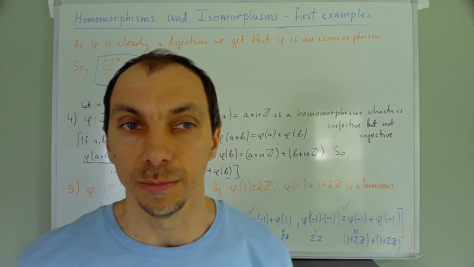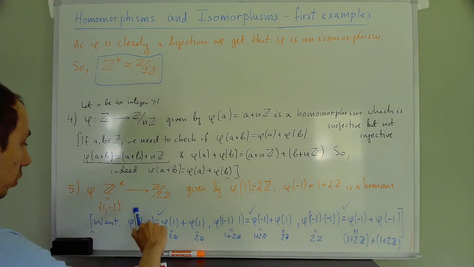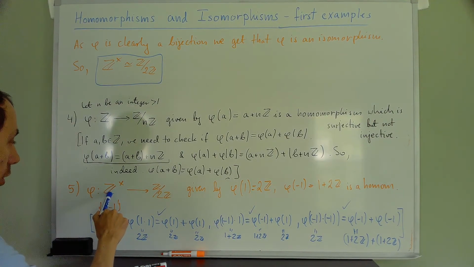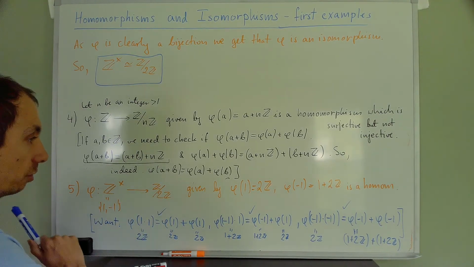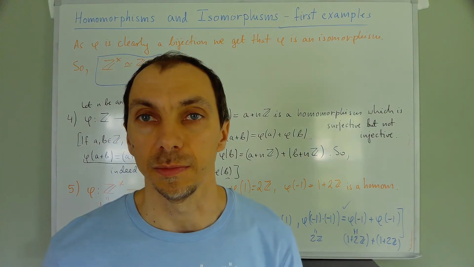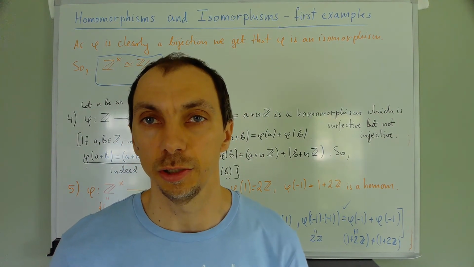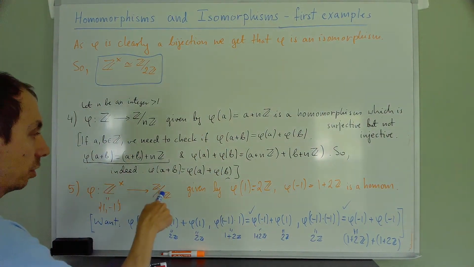So let's do a few more examples. However, to just come back to this one, we have just shown that the map phi from Z with multiplication to Z mod 2Z with addition of congruence classes is a homomorphism. But you may ask, is it an isomorphism? For this you need to know that this map is a bijection. But that's clear, right? There are only two elements here and two elements here.